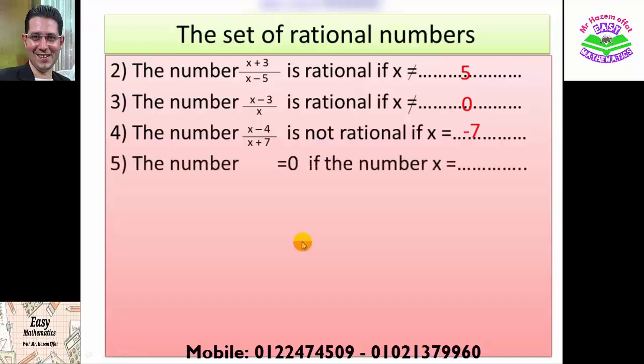Number 5. This is different because he says the number x plus 3 over x minus 2 equals 0. In this case, if he says this rational number equals 0, we must look to the numerator, not to the denominator. Because to get the answer equals 0, we must have the numerator equal 0. So in this exercise, we must put x equal what to get 0 in the numerator? It will be x equal negative 3.